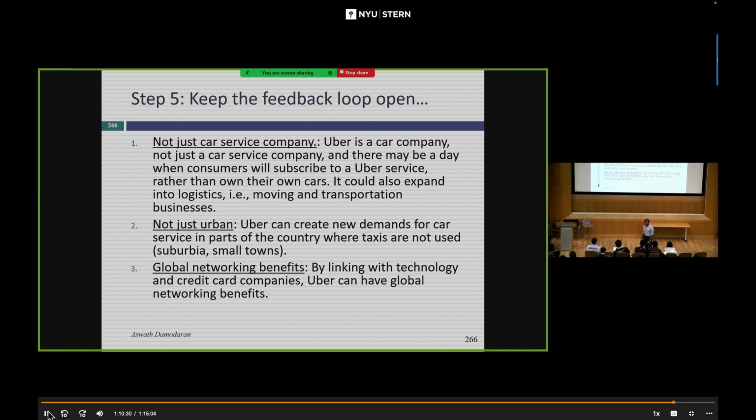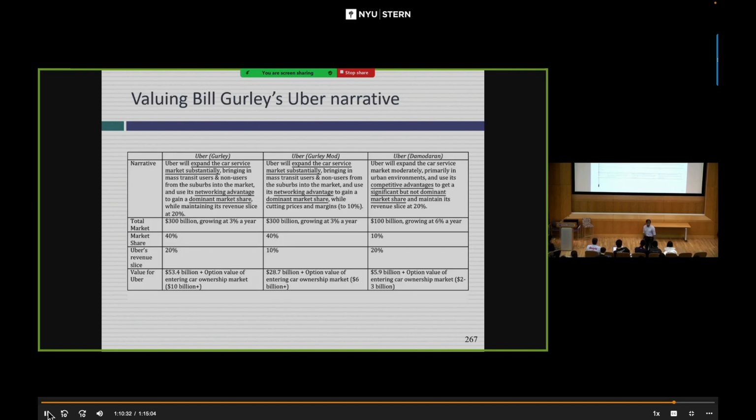So I open up my Uber spreadsheet and I change three numbers. First, I take the $100 billion total market that I had in my valuation, which is the urban car service market, and replace it with $300 billion, which included logistics, a much bigger market. Second, I took the 10% market share, which had local networking benefits, and gave Uber a 40% market share.